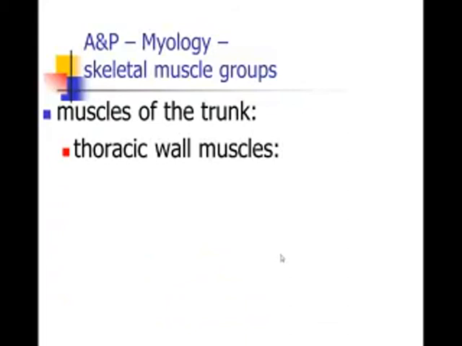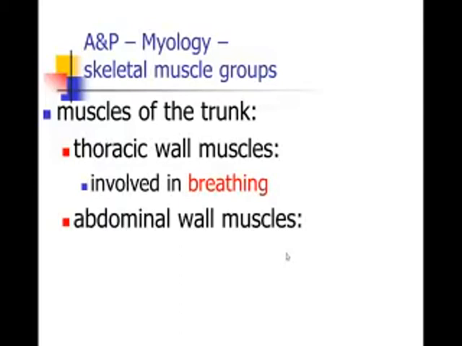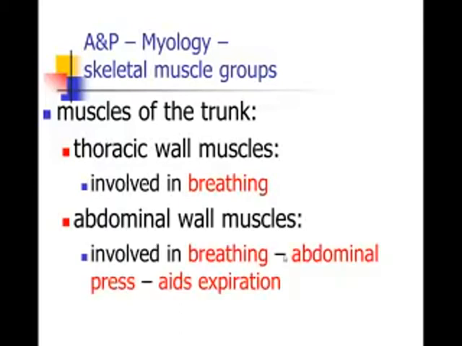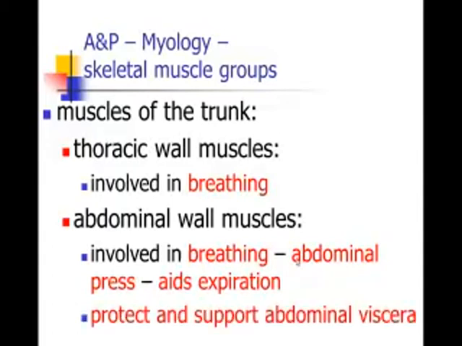We have muscles of the trunk. There are muscles in the thoracic wall. They primarily are helpful in breathing, and then we also have muscles in the abdominal wall. They too are helpful in breathing. They contribute to the abdominal press. The abdominal press is important not just for breathing but for other things as well. And when you have the abdominal press, that aids in expiration. In the thoracic wall, one muscle helps in expiration, another muscle helps in inspiration. So we'll talk a little bit about that.